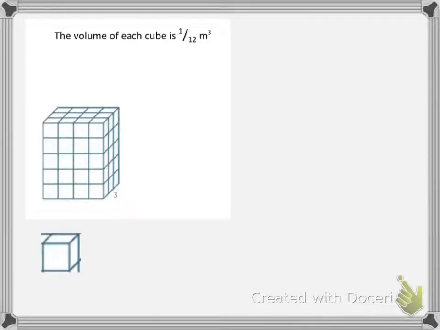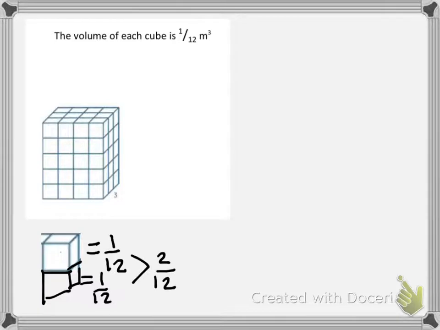All right, let's go to the next shape here. This time we're told the volume of each cube is 1/12 meters cubed. So each one here I have drawn is 1/12. Again, if I double this and I draw another cube just below it, that cube would also have a volume of 1/12, and together they would have a volume of 2/12.